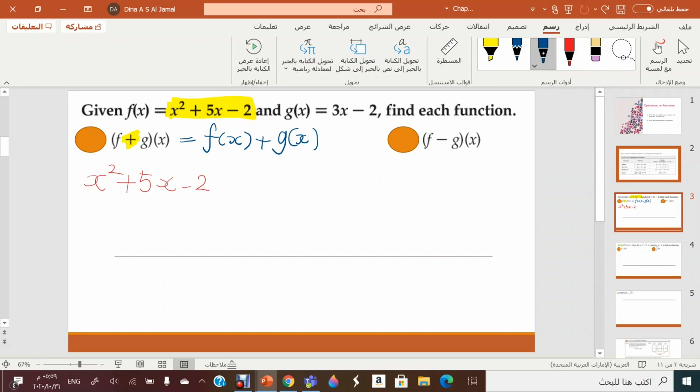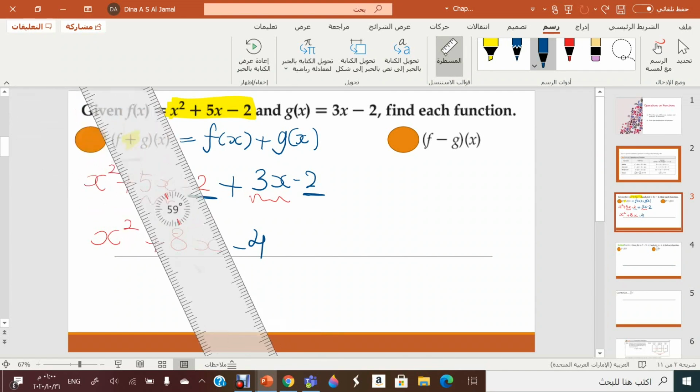After this, what is g of x? You will be adding it to the other polynomial. Now you will be watching what the like terms are here. So x squared plus 8x, and let's see the other like terms, minus 4. That's it. Now let's go to the other question.